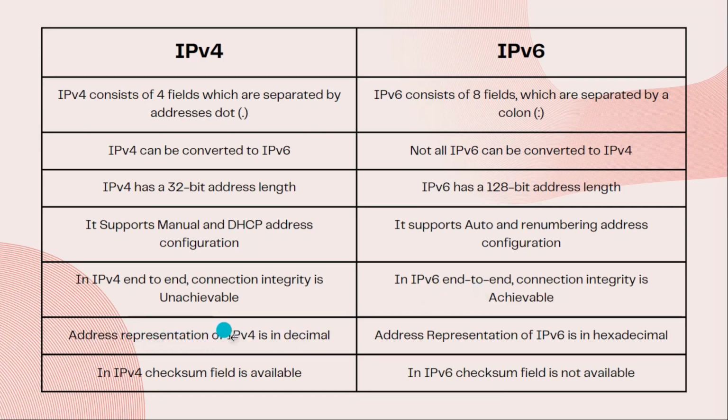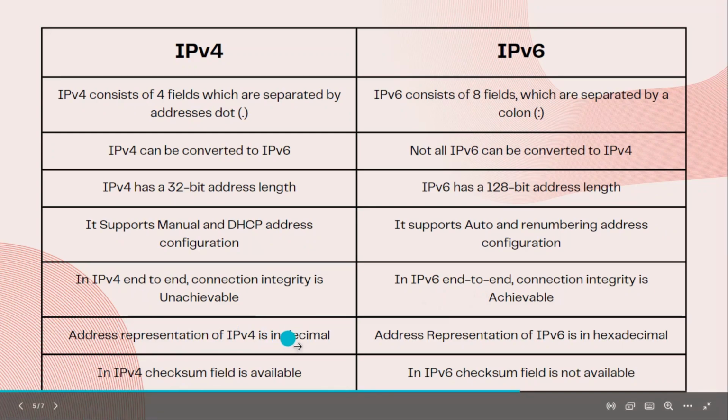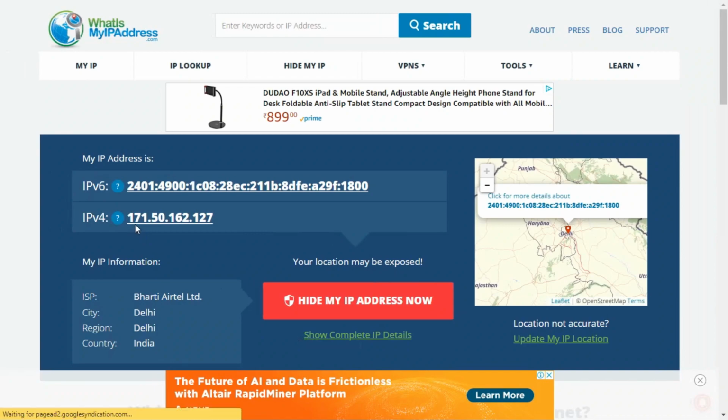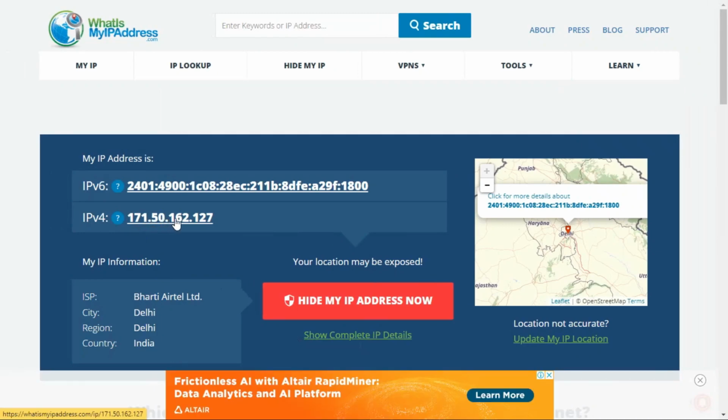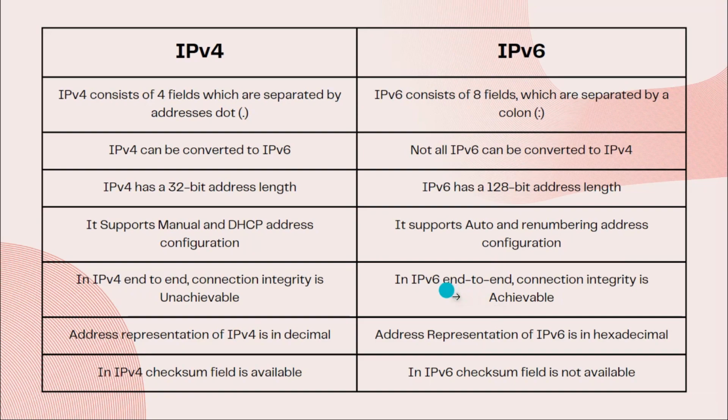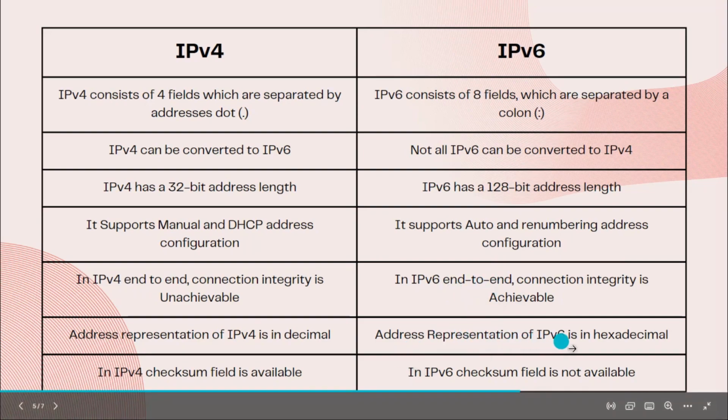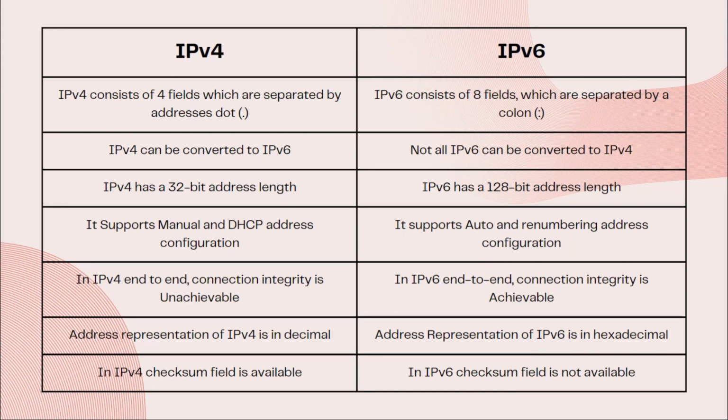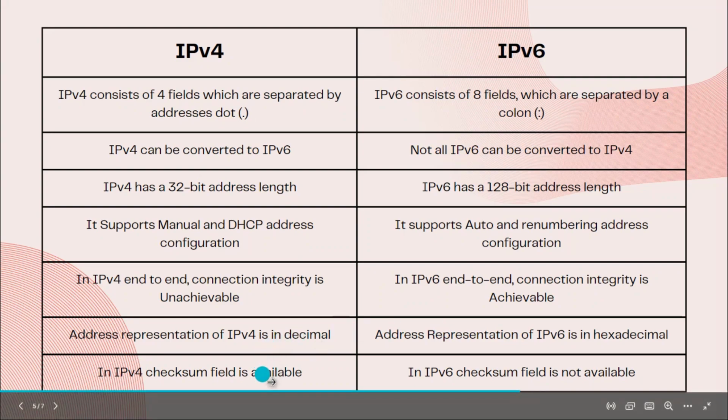The address representation of IPv4 is in decimal format. You have already seen the decimal format here, like 175.171.50.162. But in IPv6, the address representation is hexadecimal, because decimal digits and also characters come. IPv4 has checksum fields available, but in IPv6 checksum is not available.